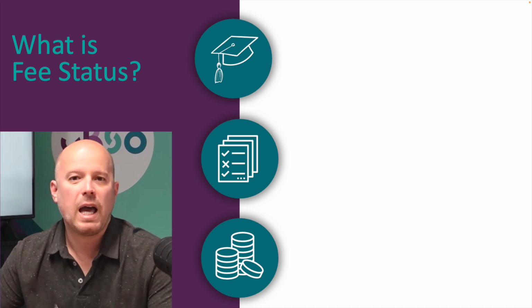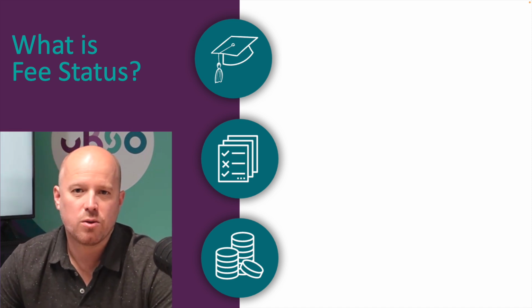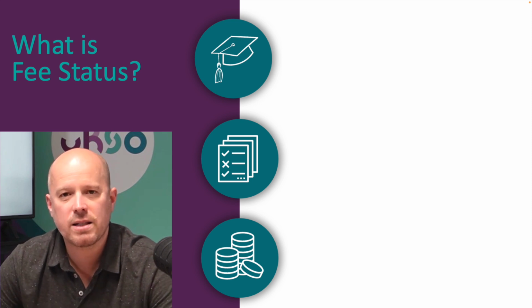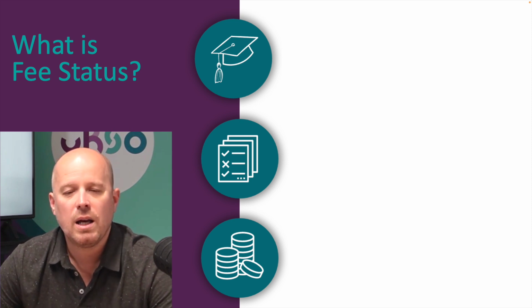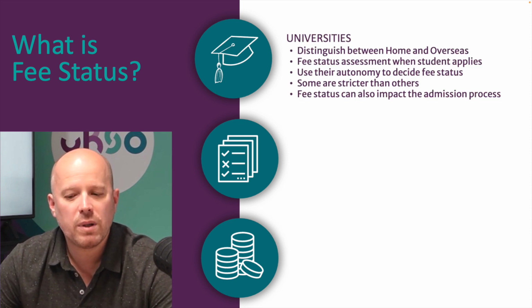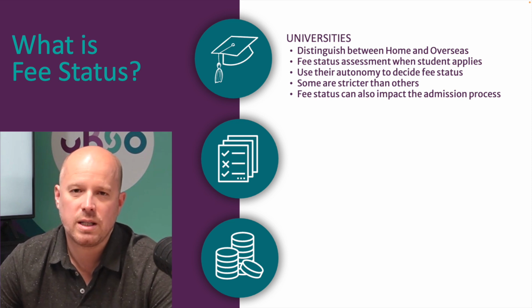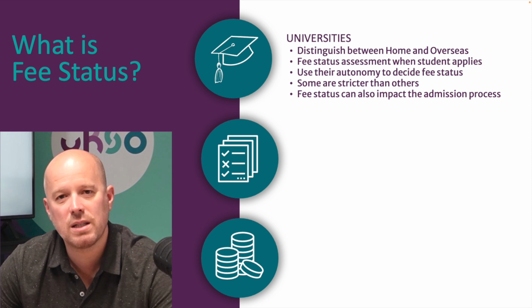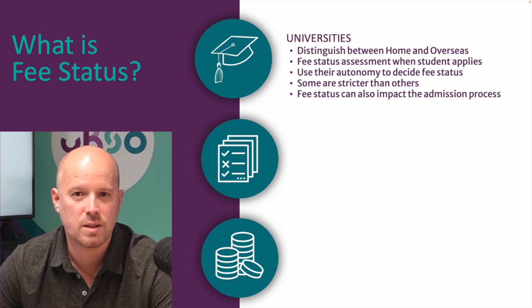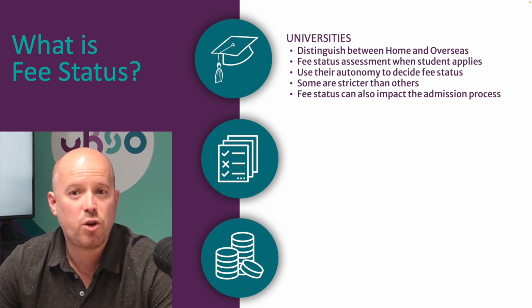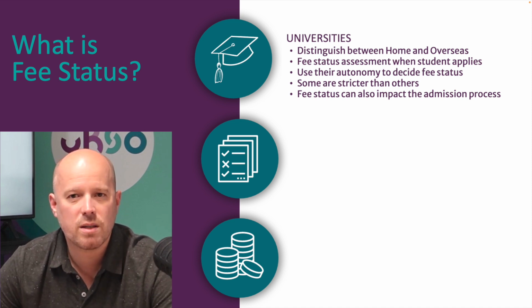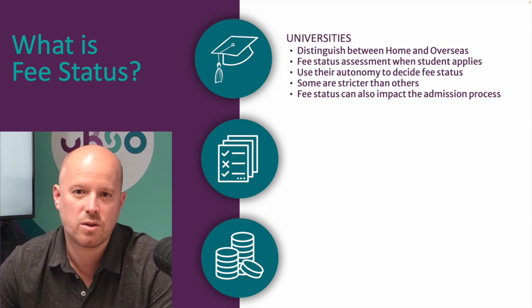But let's look at the basics now when it comes to fee status at UK universities. All publicly funded universities in the UK need to distinguish between home fee payers and overseas fee paying students on their courses. This is because for each home student that enrolls on their course, they are able to claim public funding from the government that helps to subsidise the cost of delivering the course to those students.